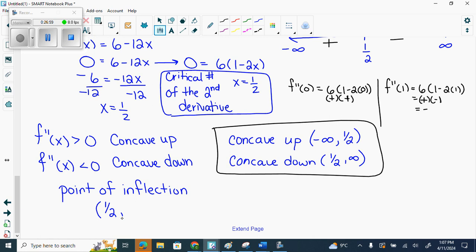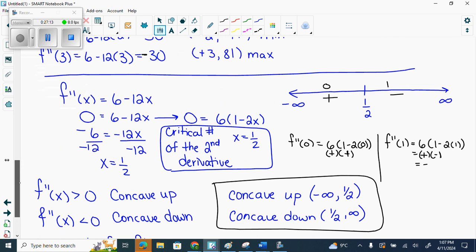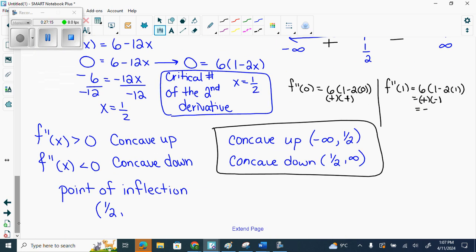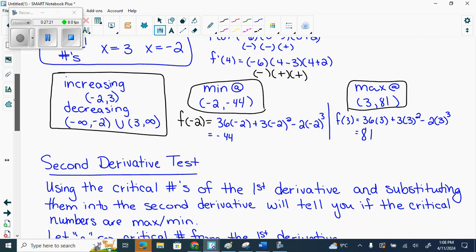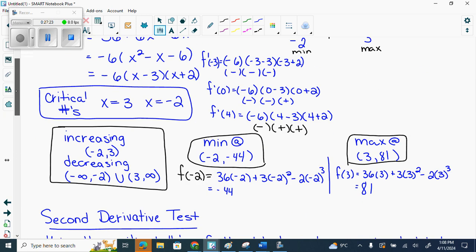Where is the point of inflection on? The first derivative, second derivative, third derivative, original? It's on the original. The point of inflection is on the original. So what am I going to plug that into? The original. Which I don't remember what it is. So I'm going to go f of 1/2 equals, I don't know, 36 something. 36x plus 3x squared.